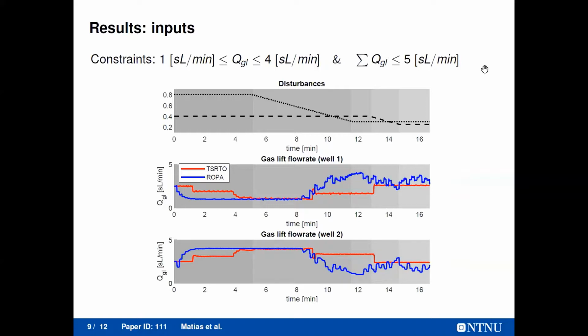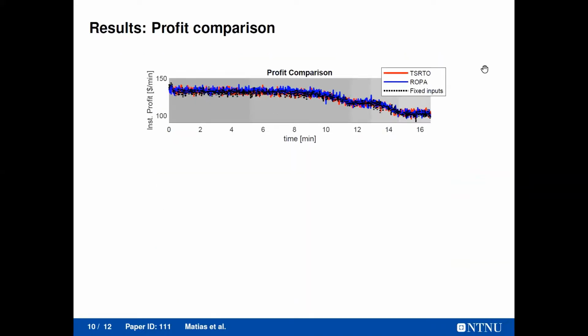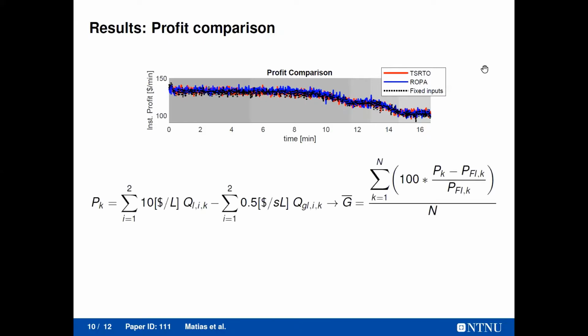But in the end, what matters most is the obtained profit. The problem is that since it's an actual system, we don't know the optimum. Therefore, we use a fixed input solution for comparison, in which we simply divide the available gas equally between the two wells, independent of the disturbance. Since the measurements are kind of noisy, it's hard to see anything here. So we created this index G bar, in which we compute the profit obtained at every time instant, calculate the difference in percentage to the fixed input approach, and then calculate the average.